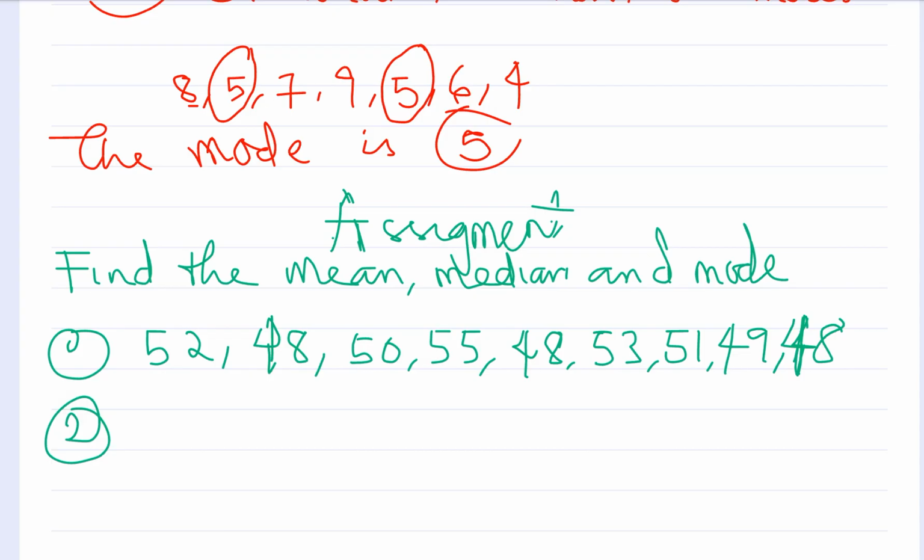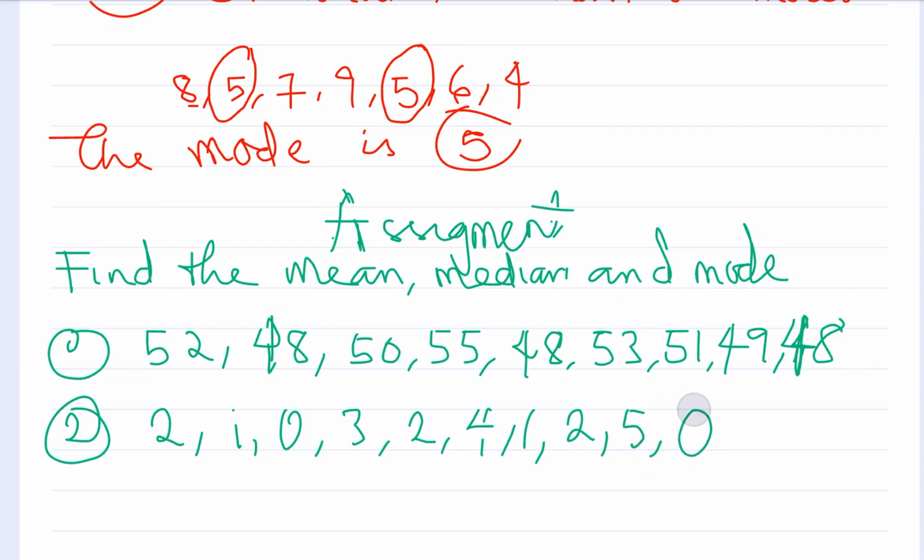And then number 2, you want to do 2, 1, 0, 3, 2, 4, 1, 2, 5, and 0. Are you seeing this now? So you are also to do the mean, the median, and the mode.